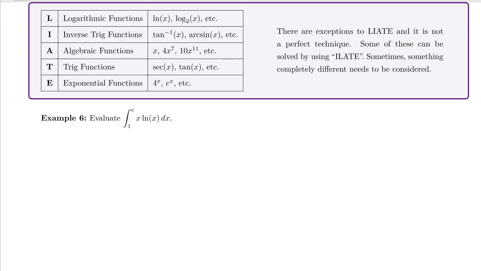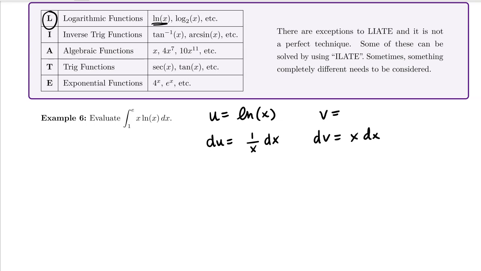Example 6 says to evaluate the definite integral from 1 to e of x times the natural log of x dx. Now, the way that LIATE works is you run down the list and you want to prioritize making u the thing that appears first in the list. So if we run down LIATE, L stands for logarithmic functions, and natural log is a logarithmic function. So in this case, because we have a natural log, we want to try making that u. So I'm going to set u equal to the natural log of x, and then du would equal 1 over x dx. dv is going to equal x dx, and then if we integrate both sides of that, we get x squared over 2.